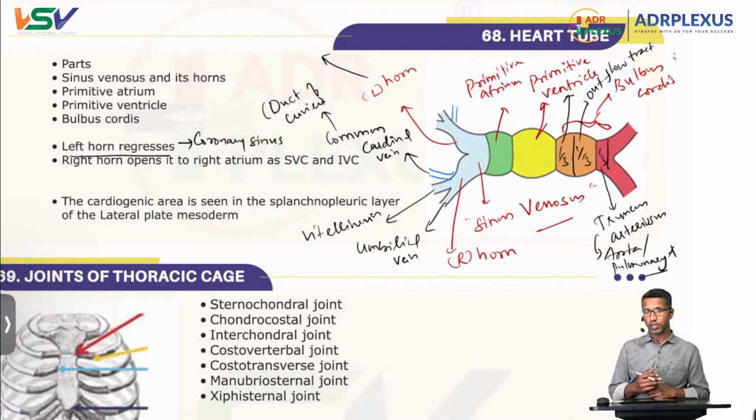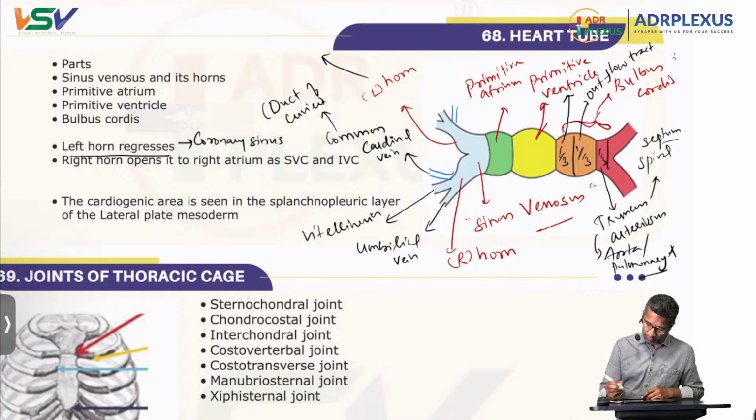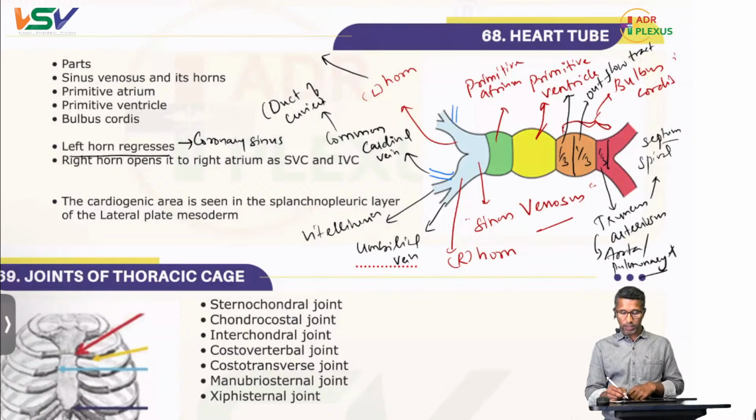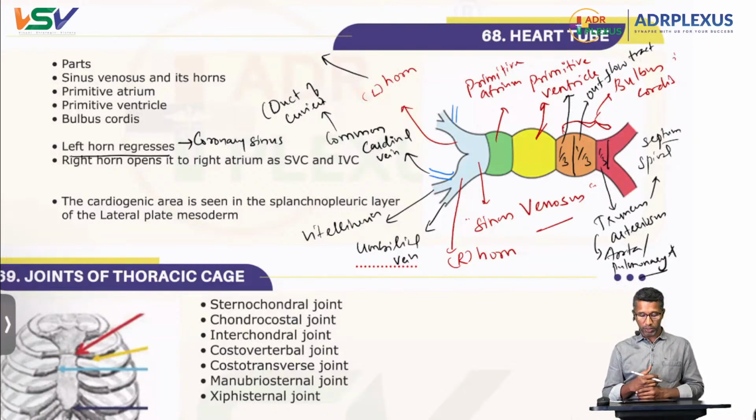truncus arteriosus, which is divided into two by means of a septum called the spiral septum. That spiral septum divides the truncus arteriosus in a specific way into an aorta and pulmonary artery.